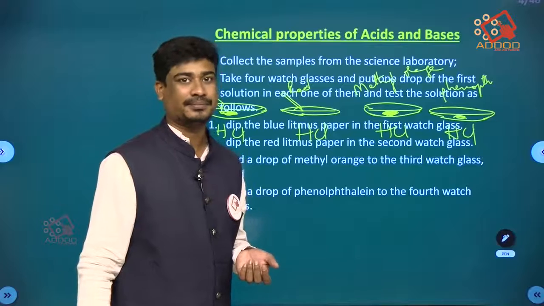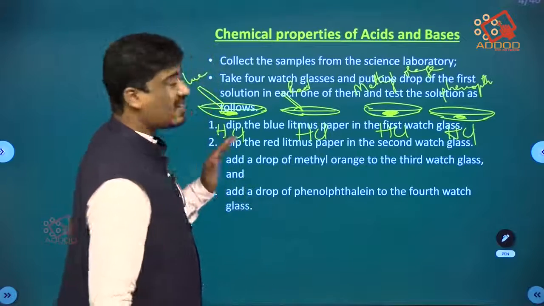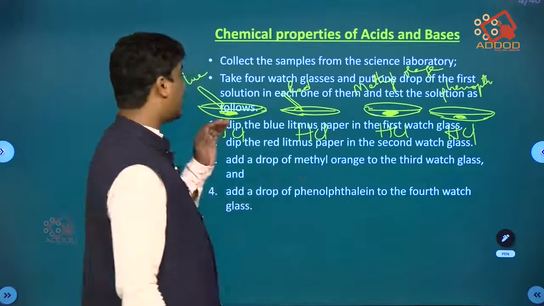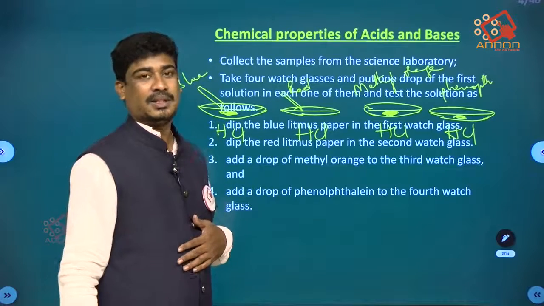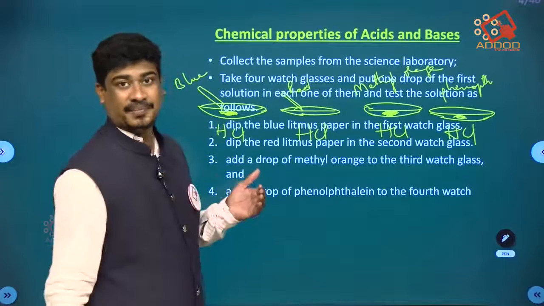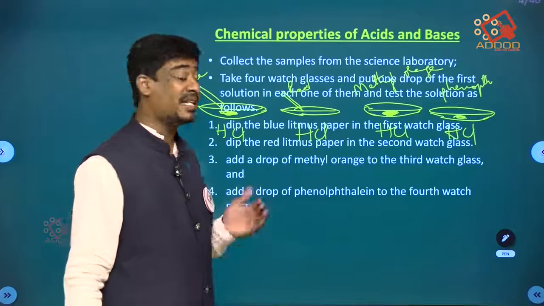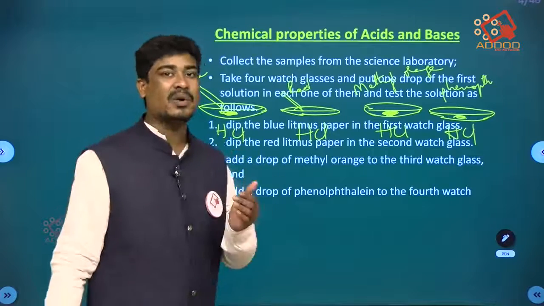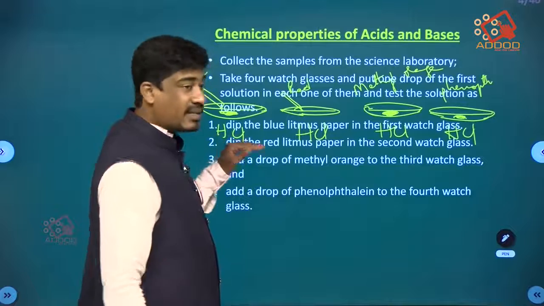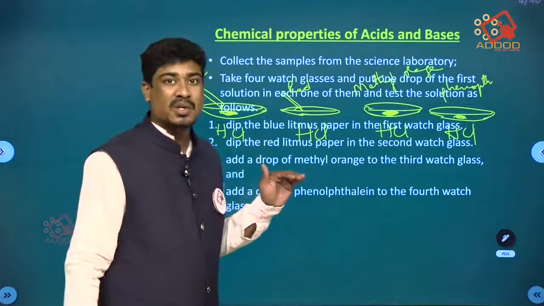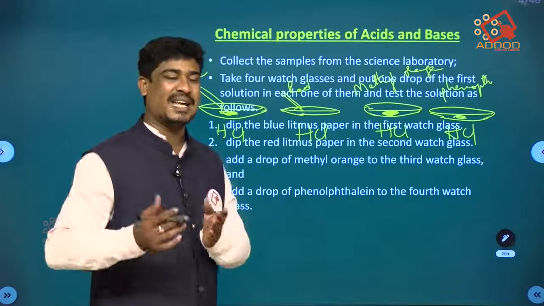Indicators are changing. What happens when blue litmus paper is placed in the first watch glass? Okay, so it is acid, isn't it? Hydrochloric acid, I mean HCl, is either an acid or a base, so it is categorized into acids. Before that, we don't know whether the solution is an acid or a base.